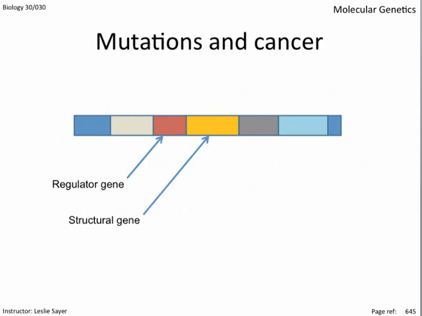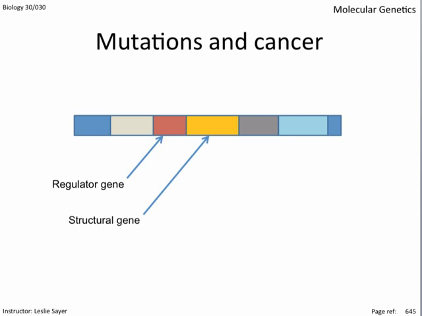Mutations in cancer. In this model of a piece of chromatin, the structural gene is an oncogene, a gene that codes for a protein that directly influences cell division. Understandably, a gene like this needs to be regulated. Uncontrolled expression of this gene is one of the contributors to cancer.